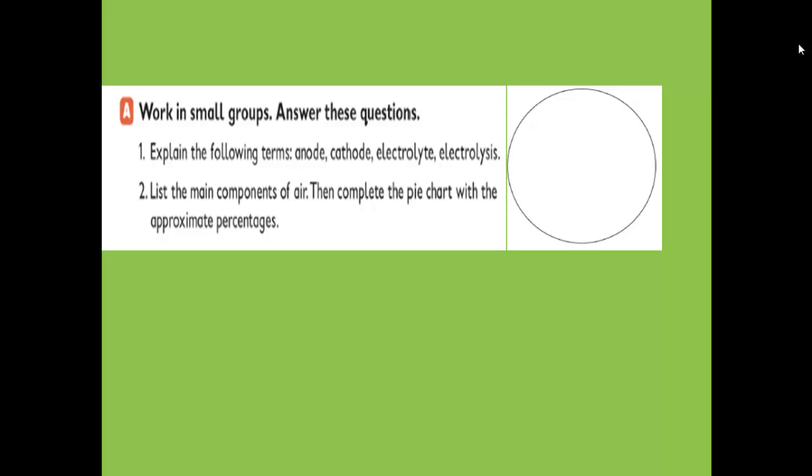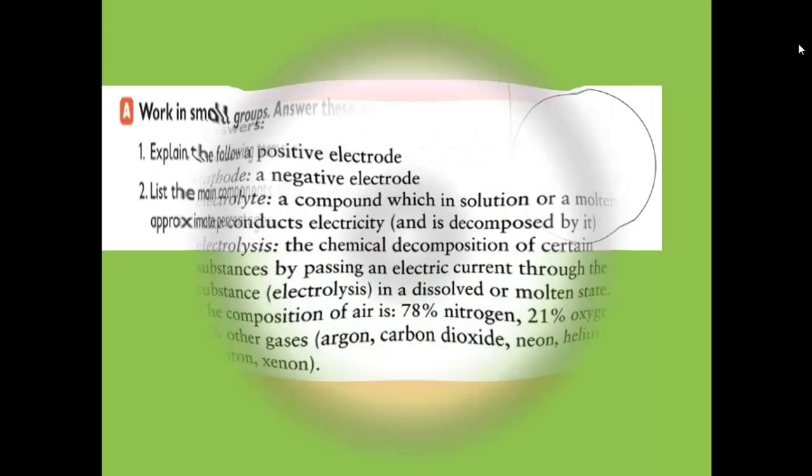Number 2, list the main components of air, then complete the pie chart with the approximate percentages. If you know, air consists of a lot of elements, so here we have to list the main components of air, and after that we want to complete the chart, the pie chart, with the approximate percentages. So here are the answers.